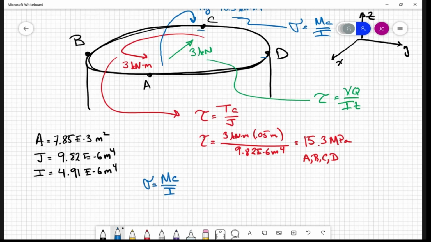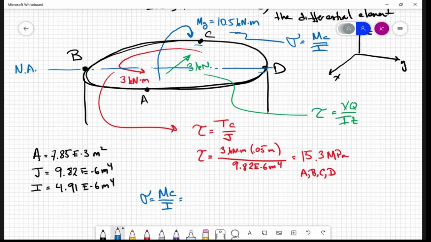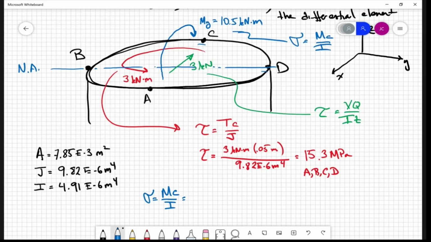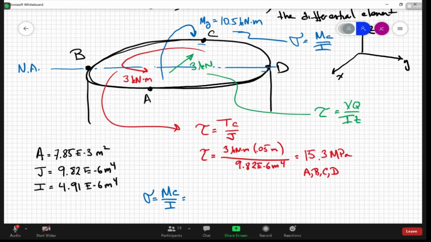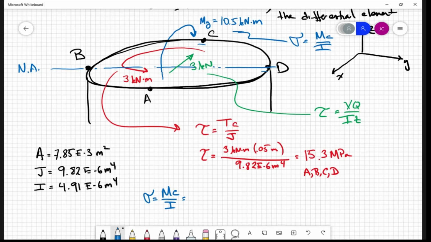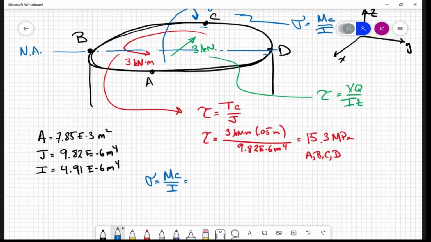Now when we talk about the bending stress at D, here is the neutral axis for that bending shown, the 10.5 kilonewton meter. So at point D, the value of C is 0. It's at the neutral axis. So there is no bending stress there at all, right? So this is only going to be at D.